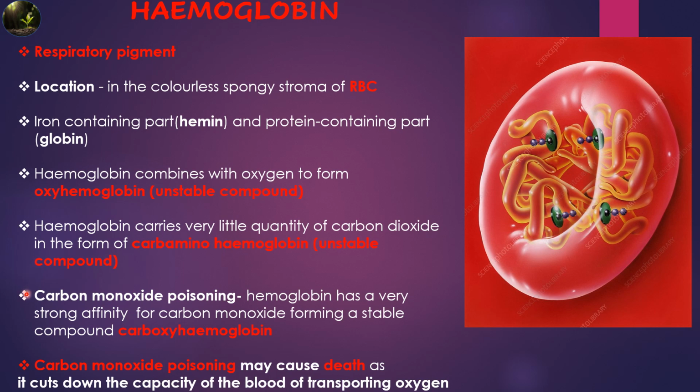Another point you have to remember: hemoglobin also has an affinity towards carbon monoxide. Then why is carbon monoxide very dangerous or why does it cause death? Because carbon monoxide has a strong affinity towards hemoglobin. Once it combines with hemoglobin, it will not release. It forms a stable compound that we call carboxyhemoglobin.